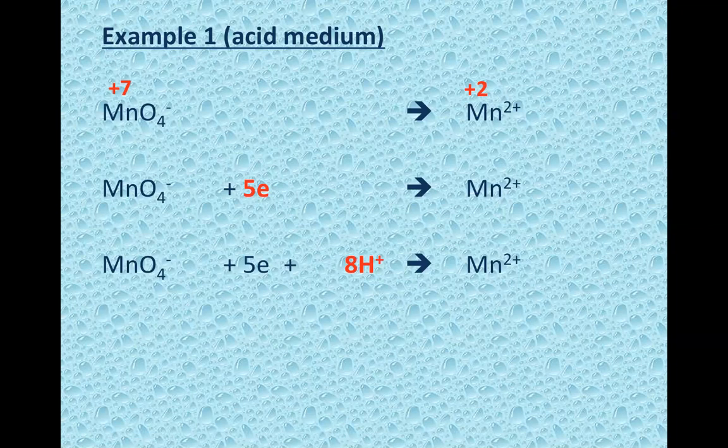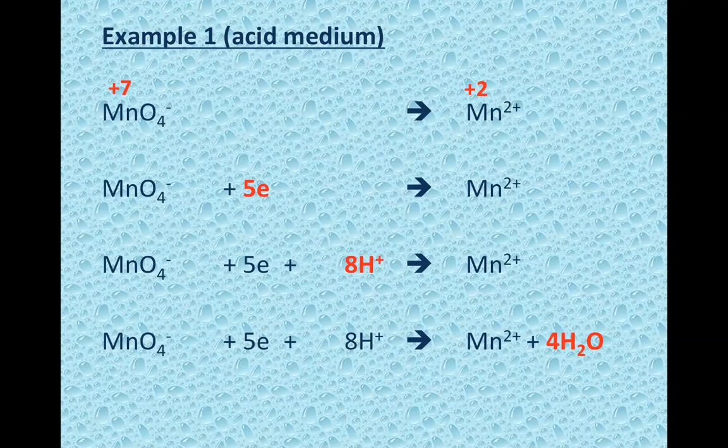And finally, on the last step, you will add water to balance the H and the O atoms in the equation. So in this case, we add 4 water to the right-hand side so that both sides will contain an equal number of H and O atoms. Okay, did you manage to get the balanced half equation?